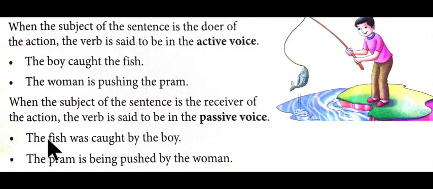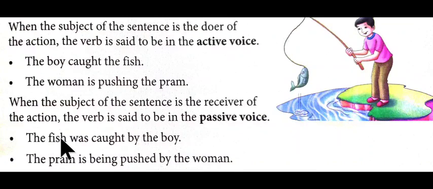For example, the fish was caught by the boy. Listen very carefully. Here the fish is the subject, caught is the verb, and the boy is the rest of the part of the sentence. Now what is the subject here? The subject is the fish.